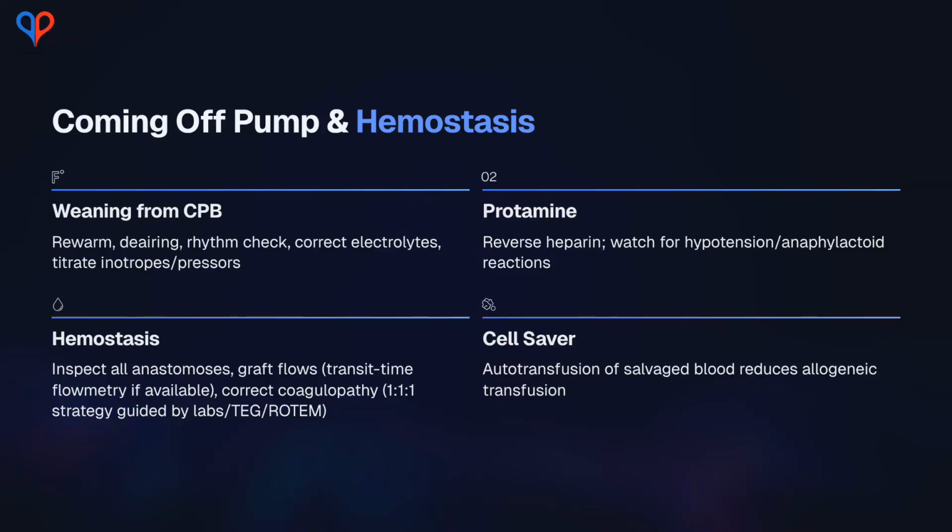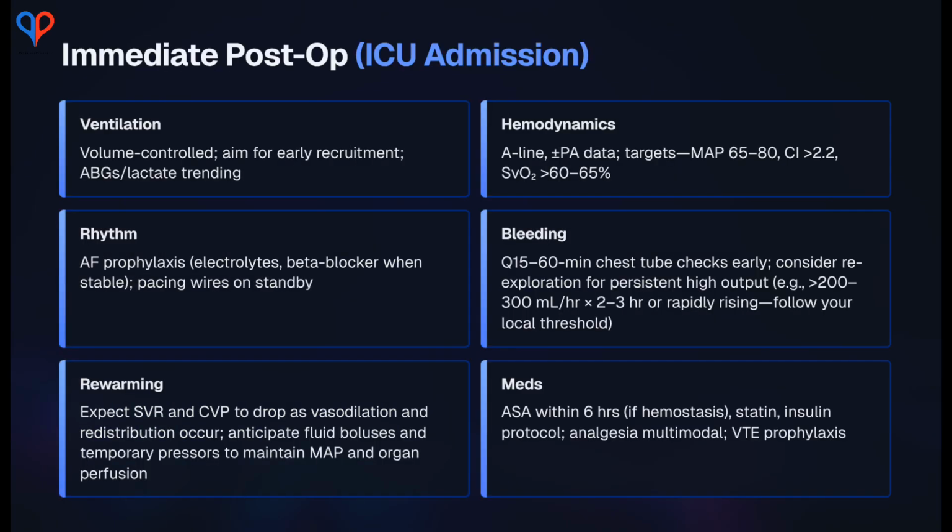We reverse heparin with Protamine, audit hemostasis, and correct coagulopathy by labs or viscoelastic testing. Cell-saver blood reduces donor exposure. On ICU arrival, stabilize airway, breathing, and circulation. Track ABGs and lactate trends.